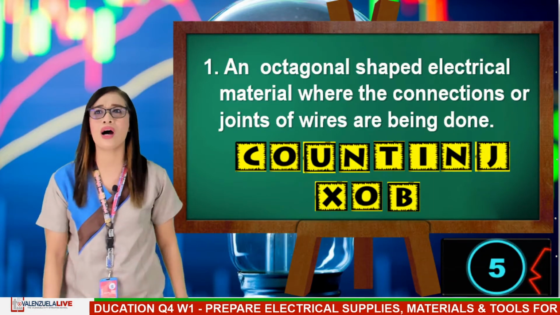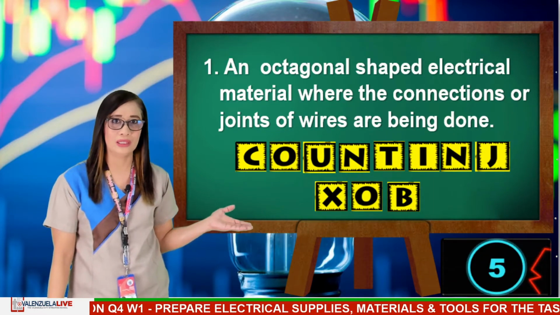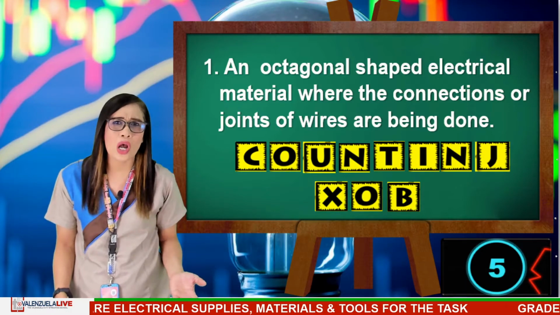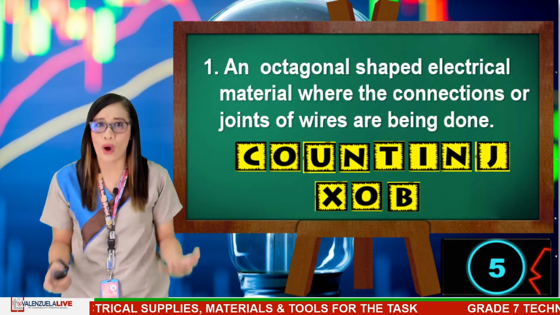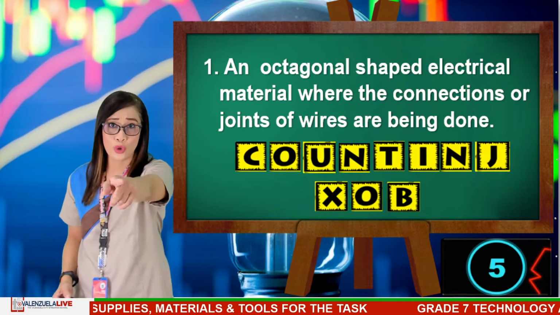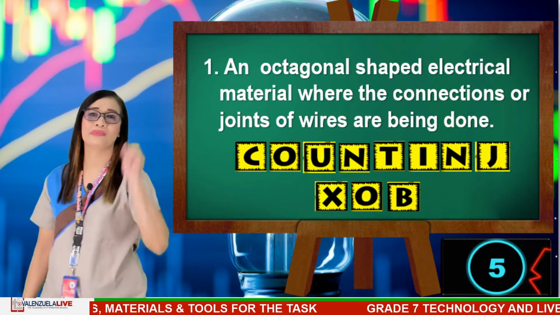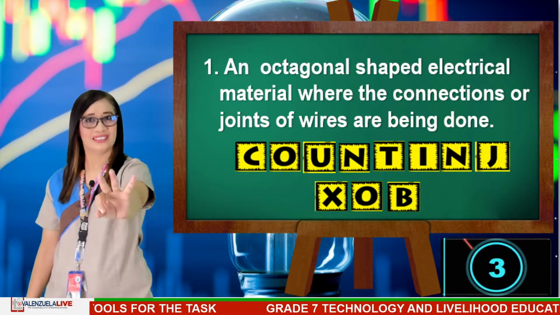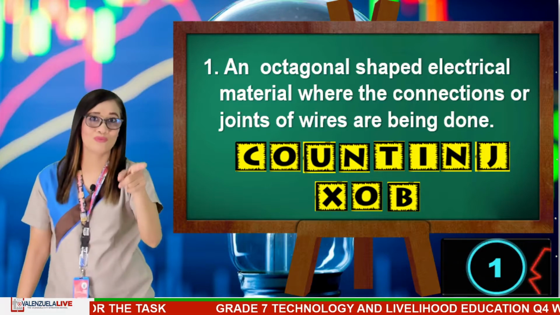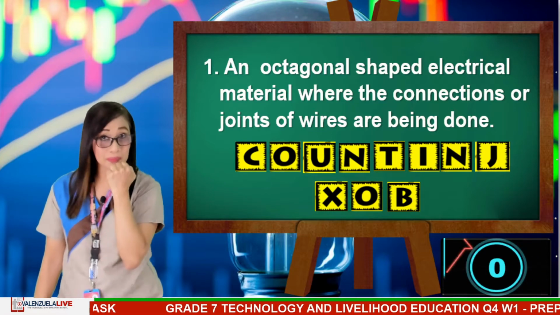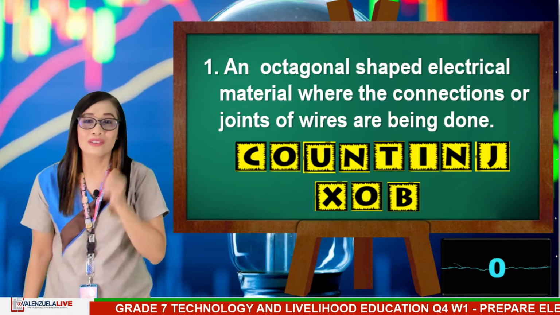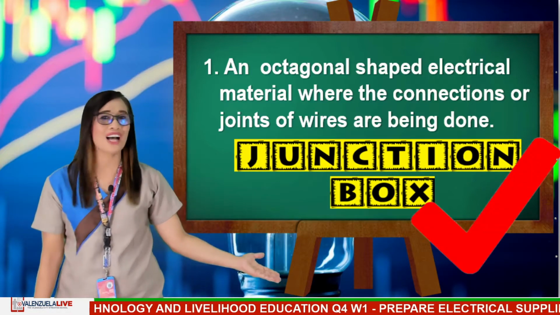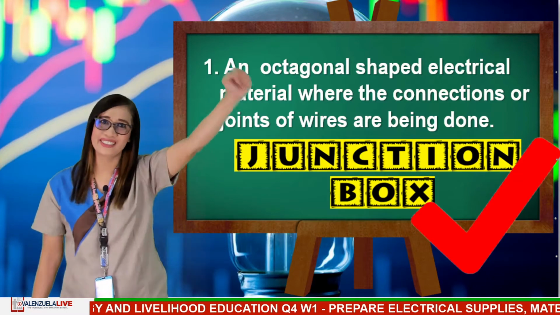For number one, an octagonal shape electrical material where the connection of joints of wires are being done. Your time starts now. Time is up. If your answer is junction box, you are correct.